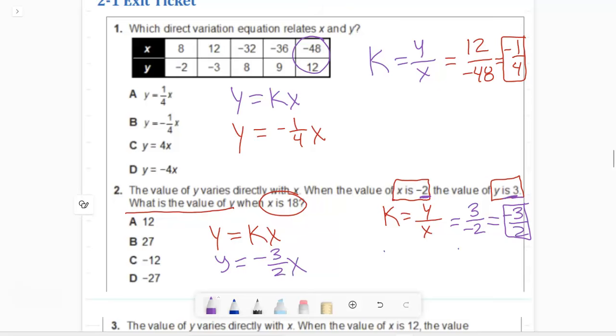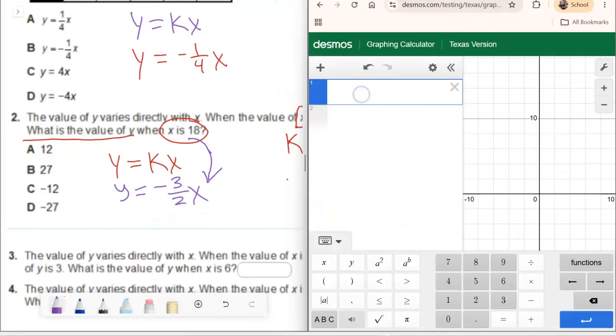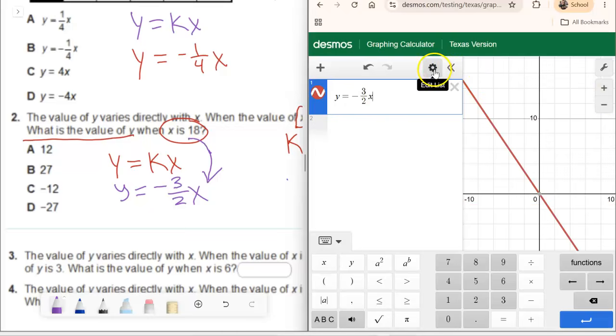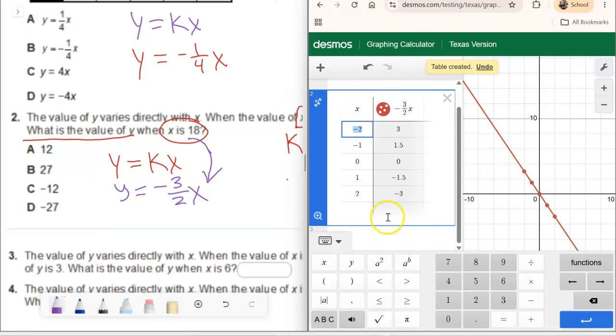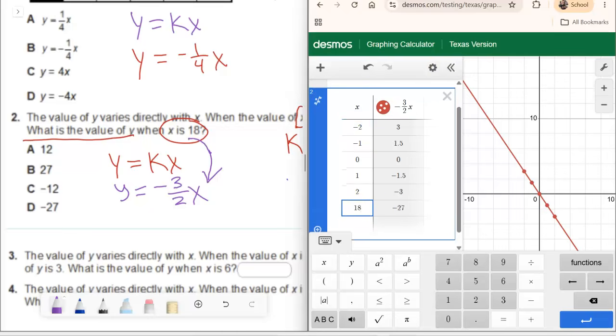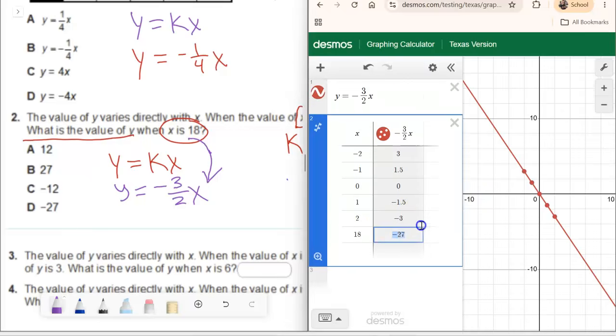And then all we need to do is find out what y is when x is 18. So let's put it in decimals. We're going to type y equals negative 3 divided by 2 x. Hit the little gear button and turn on the table. Okay? And we're going to type the number that we want. We want 18. And that's going to be our answer right there.